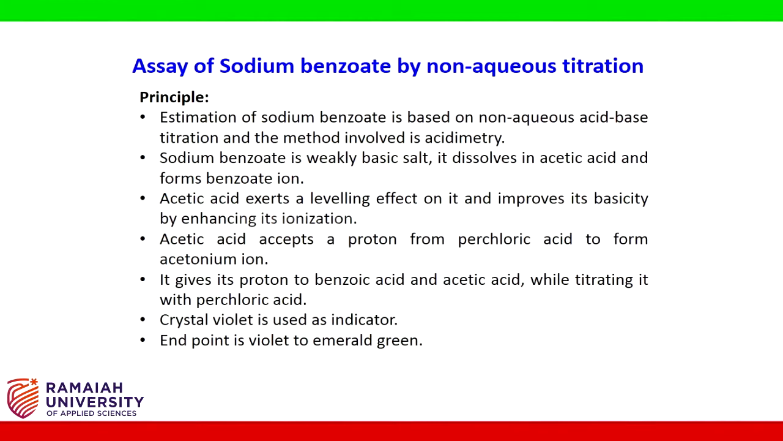Acetic acid accepts a proton from perchloric acid to form acetonium ion. It gives its proton to benzoate and acetic acid while titrating with perchloric acid. In this reaction, crystal violet is used as an indicator and the end point is recognized by a color change from violet to emerald green.